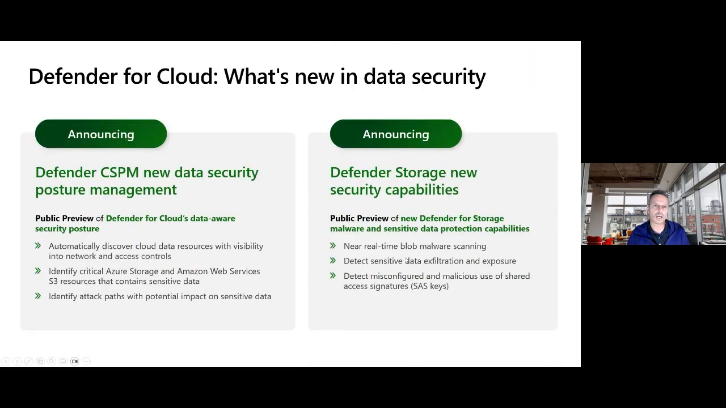So we are very proud to announce two public previews that we announced during the MS Secured on March 28. First one is on Defender CSPM, which is our new data security posture management. And essentially, we are now allowing you to automatically discover all your cloud data estate in a very easy manner. We are also identifying that on a multi-cloud environment. So we are doing that both on Azure storage, as well as on AWS S3. We are identifying attack paths and any potential impact to your sensitive data.